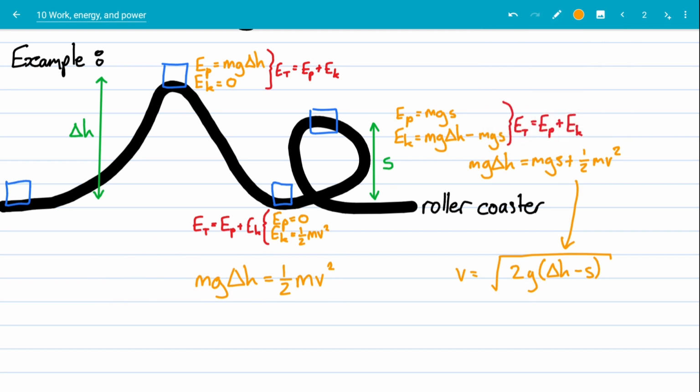Do you know what? While I'm doing this, I might as well just actually say V equals, I can't help myself, 2 times g times delta h under the square root. There we go. Ha! Now I'm happy. Now there's some sort of continuation.